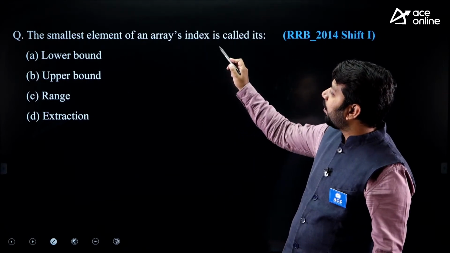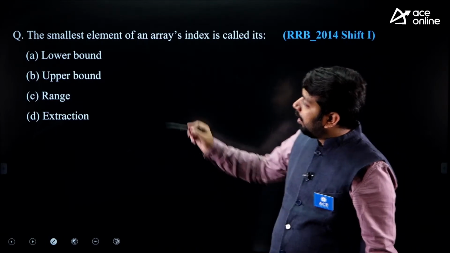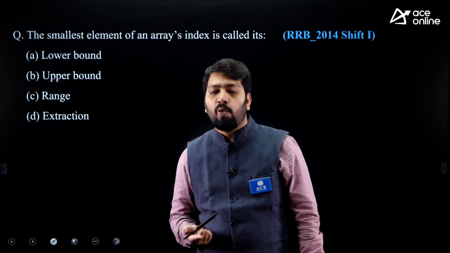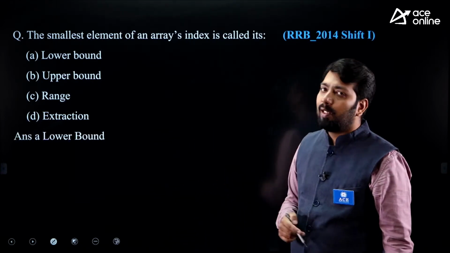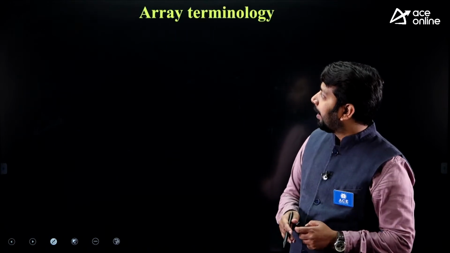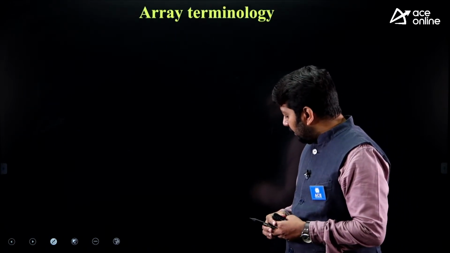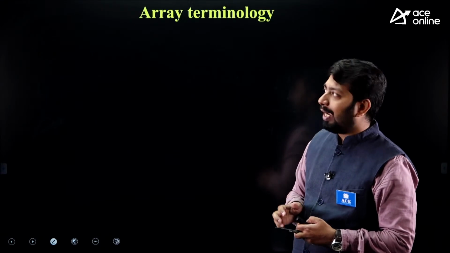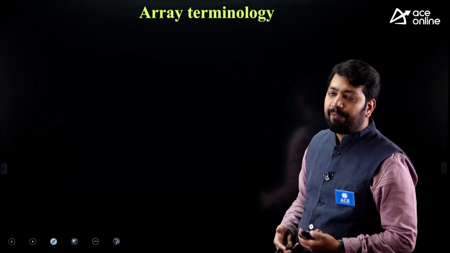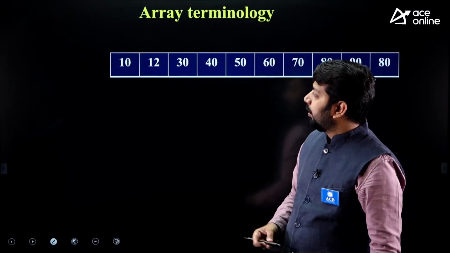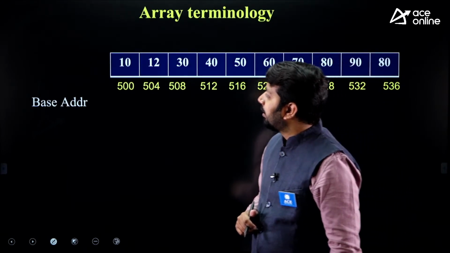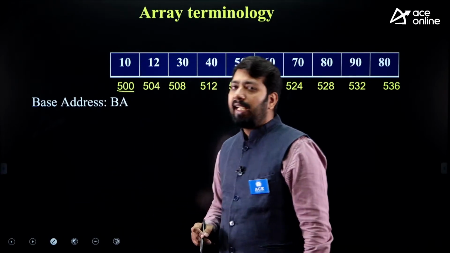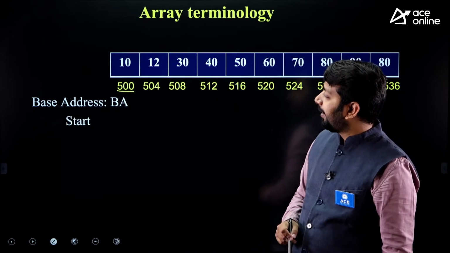The smallest element of the array index is called lower bound, upper bound, range, or extraction. Answer is lower bound, or sometimes we call it lower index. Fine. Okay. Now next is array terminology, because we are using one term, lower bound, so I need to tell you what different terminology we use. So this is your array. Fine. This is my array. So starting address of array is known as the base address of array. Fine.